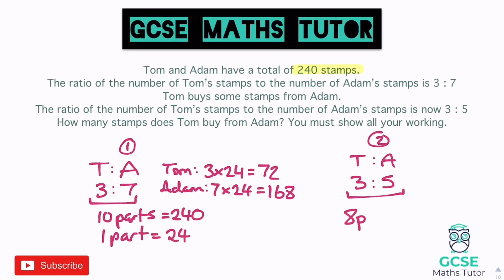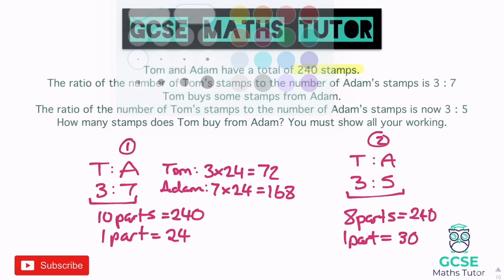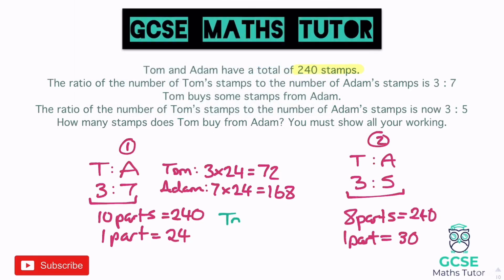So we've got 8 parts that now equal 240 again. So again, we can divide that by 8, and 240 divided by 8 gives us a total of 30. So this time, 1 part in this ratio is equal to 30 stamps. So I'm just going to do this in a different colour. We've now got Tom, who's getting the 3 parts, gets 3 times 30, which is going to equal 90. And Adam is going to have 5 of them. So Adam gets 5 times 30, and he gets 150.